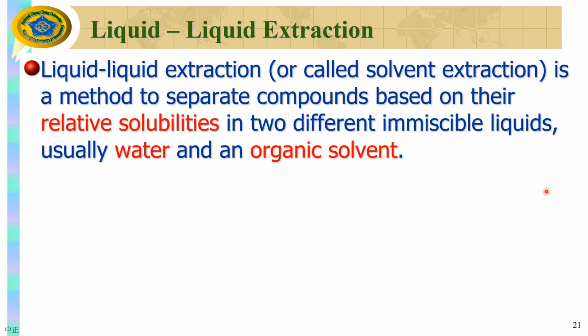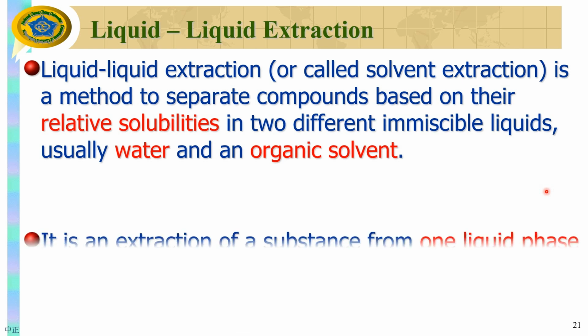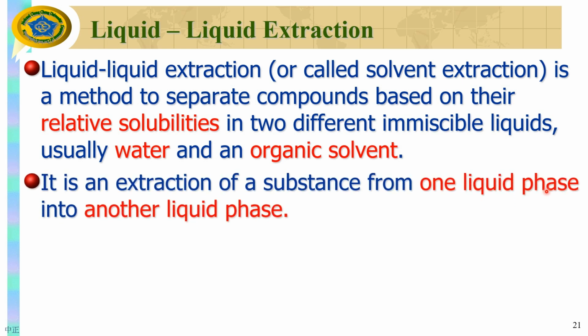So what is liquid-liquid extraction? Did you do this in your high school chemistry class? No? Have you heard about this? Liquid-liquid extraction is a method to separate compounds based on their relative solubility. In distillation, we use volatility to do the separation; now we use solubility to separate compounds in two different immiscible liquids, usually water and an organic solvent. It's an extraction of a substance from one liquid phase to another liquid phase.